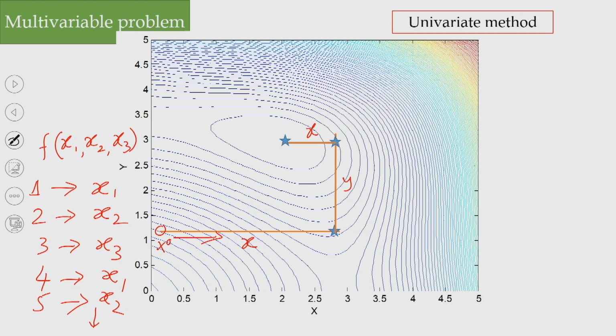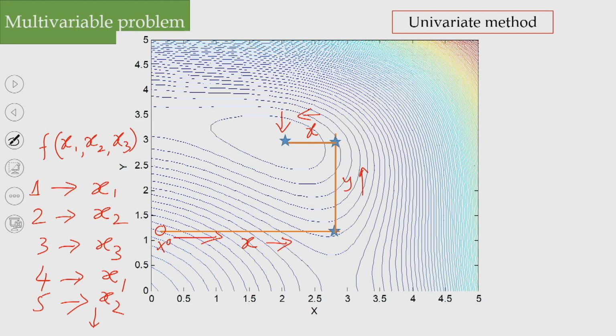But in this particular function we have only 2 variables, x and y. Therefore, I will go along the x direction initially and then the y direction, then repeat along x, then y, something like that. At a time I go along one variable. Therefore, this particular method is known as the univariate method. So, the concept is very simple.